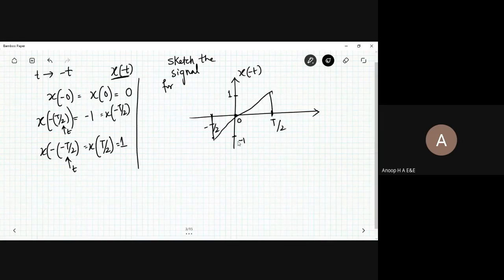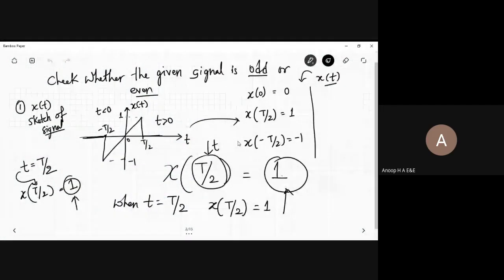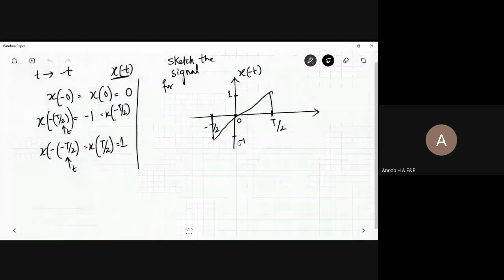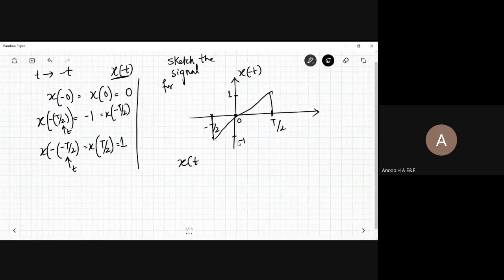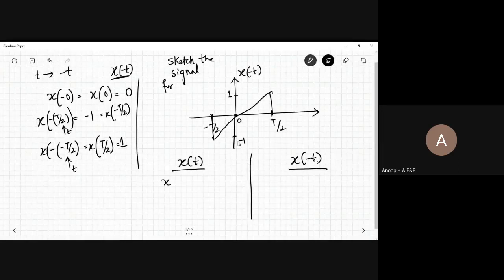If you observe this signal, which is x of t, and this one, which is x of minus t, you have the values there. Now you need to match the values. Let me rewrite the signal again, x of t and x of minus t here. What you need to determine is whether the signal is an odd signal or an even signal. So x of 0 is equal to 0 there.